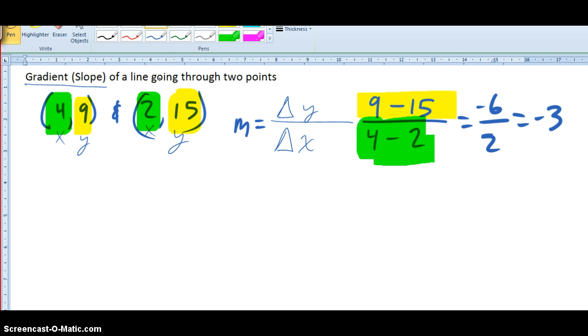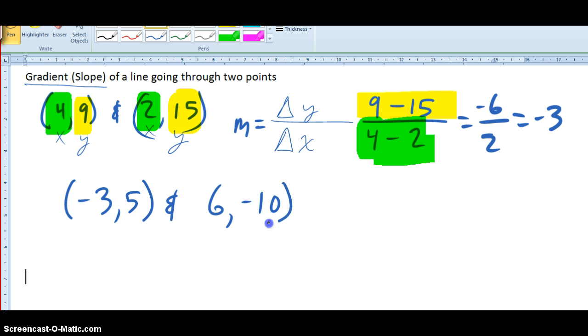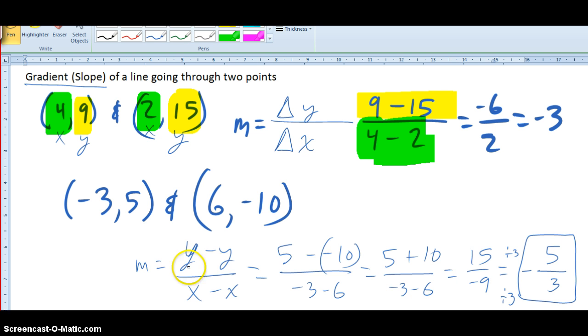Okay, so I want you to try one. You're going to find the gradient between negative 3, 5, and 6, negative 10. Go ahead and pause the video and try to find the gradient between these 2 points. Be careful with the negatives, okay? Go ahead and pause it now. Okay, check your work here. I did the y minus y over x minus x. Here is the work, and here's your answer right there.